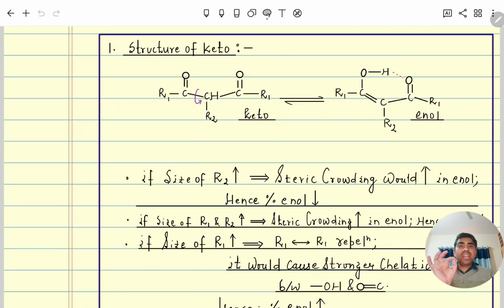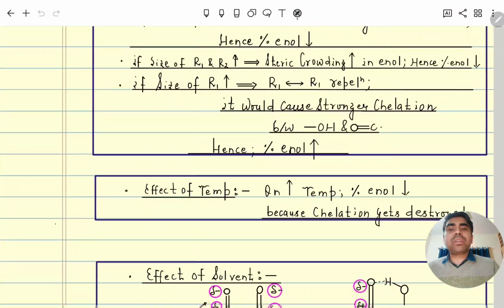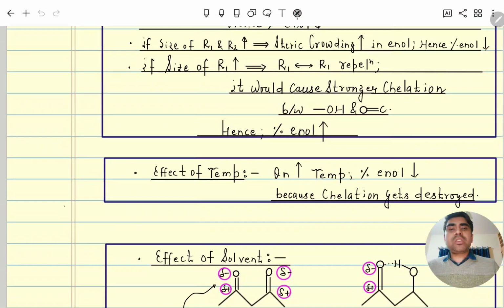So only in one case, in 1,3 diketo, will enol percentage be more in gaseous phase: when R1 size is more and R2 size is small. Otherwise, if both R1 and R2 sizes are more, or R2 size is more, then even though it is 1,3 diketo, the enol percentage will not be more. Some examples we will discuss to validate this point. Next, if we increase the temperature, even though it is a 1,3 diketo system, chelation will not be effective, chelation will break, and hence enol percentage will decrease.